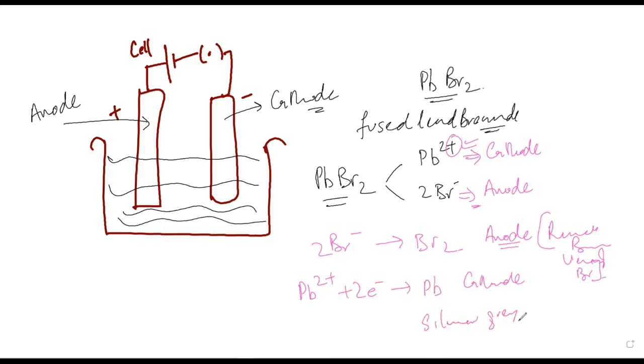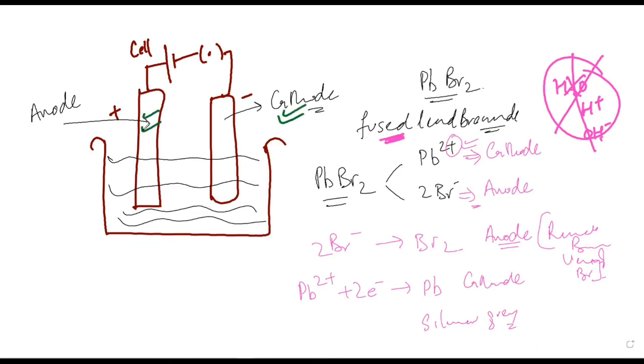Silvery gray. Yes, sir. Now, why I took this example was, remember, this is fused lead bromide, so you won't have any H+ or OH- ions. Have you understood what I said? Yes. So that is fused. Now, why I took this example was that in a typical electrolysis that you have covered in the previous chapter, you have this anode and cathode electrodes, which you can see.